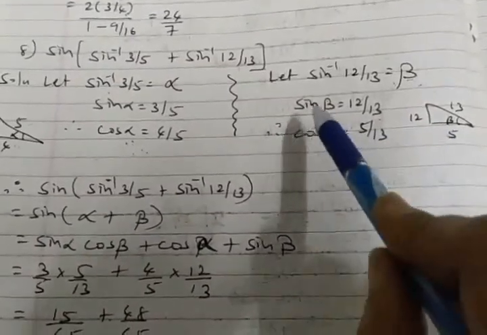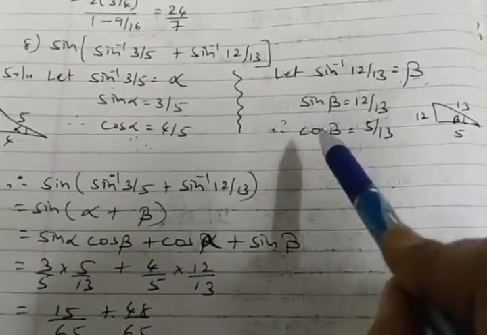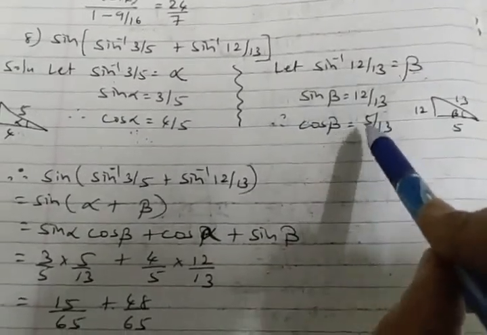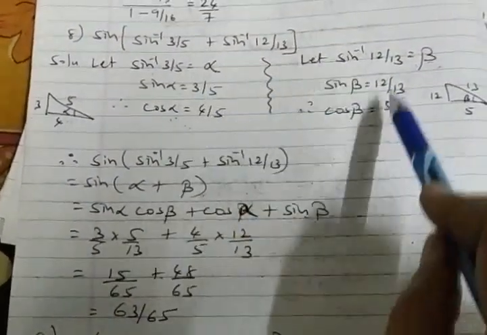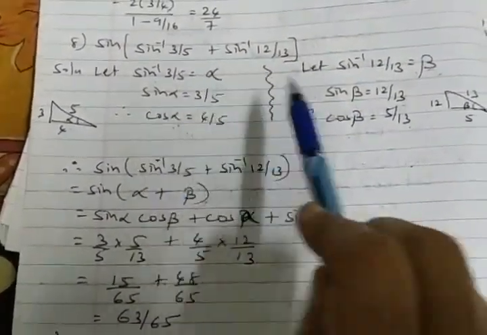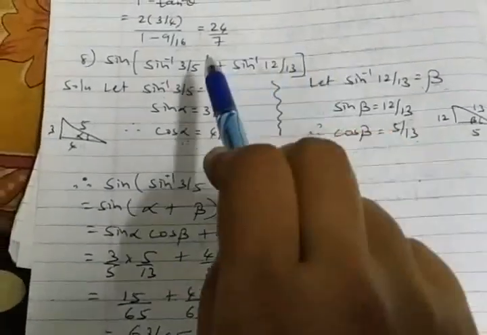Once you know sin beta, what can you write? You can write cos, tan, everything. But I'm highlighting cos beta only as 5 by 13. So back to the question now. All the terms you are preparing: sin alpha is known, cos alpha is known, sin beta is known, cos beta is known. Having prepared everything, let us come back to the question.